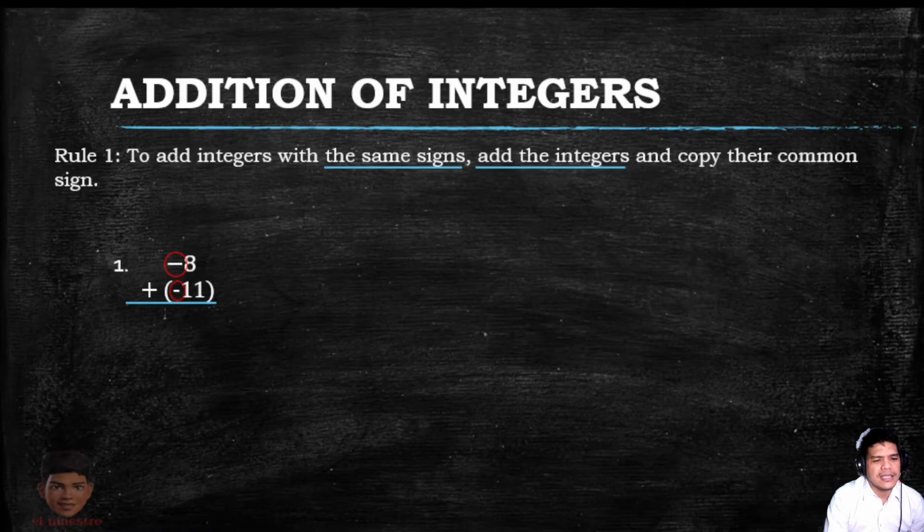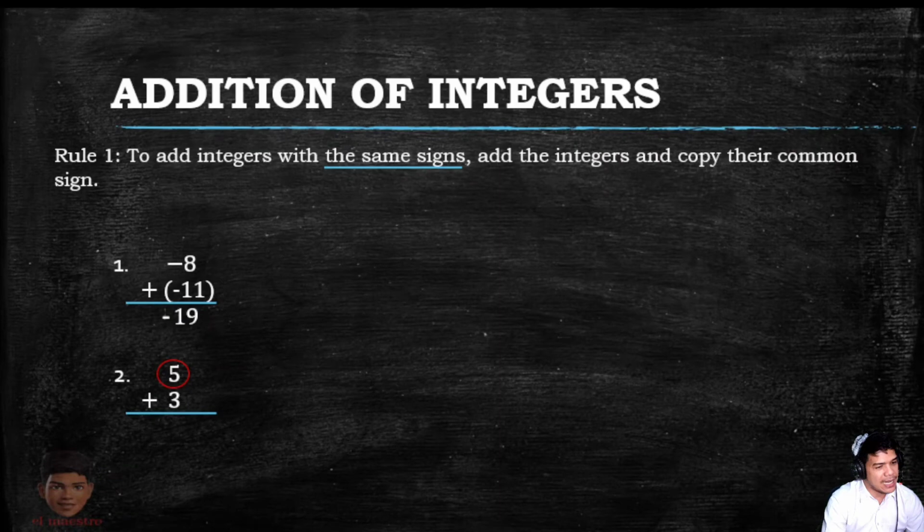Another example. So we have 5 plus 3. Again, check what operation? That is addition. Check the sign. Sabi dyan, dapat same sign. 5, sabi sa definition natin earlier, pag walang nakalagay na sign, that's automatic positive, right? That's the definition earlier. Then, 3 is positive.